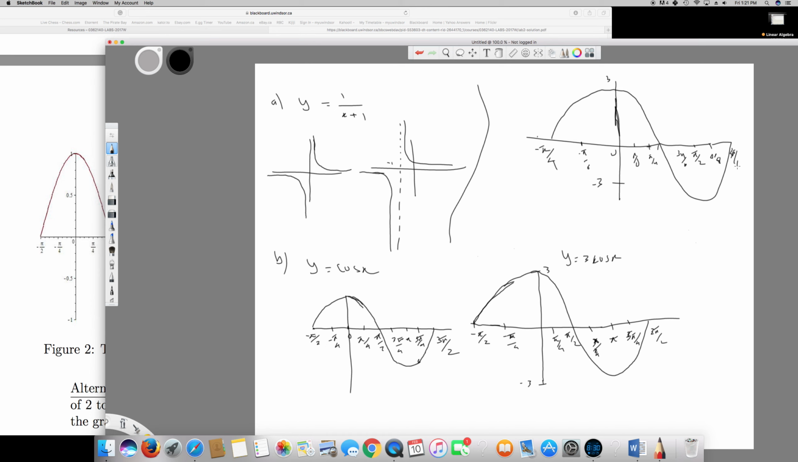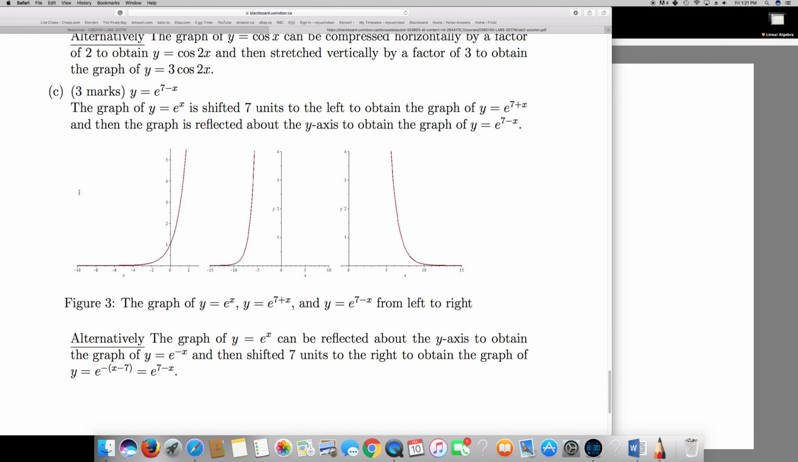So this is my graph, new graph. This is my final graph, and this is the final answer. So let's move to the next question. The next question is asking y is equal to e to the power of 7 minus x.